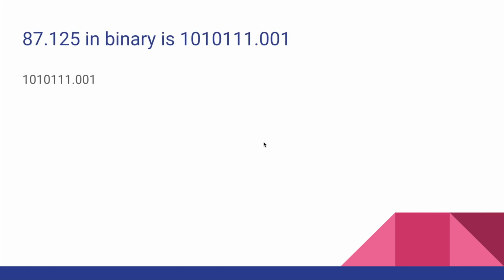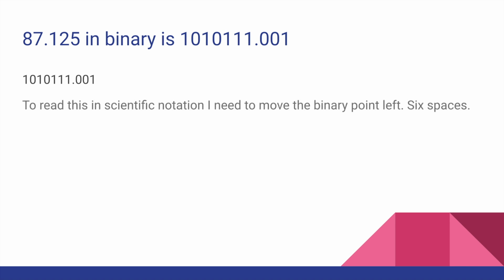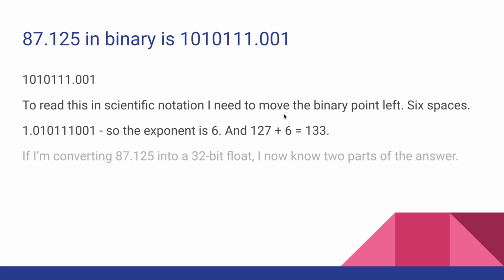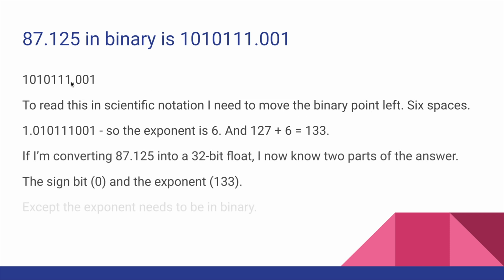So 87.125 in binary is 1010111.001. To read this in scientific notation, I need to move the binary point to the left. In fact, I move it 6 spaces. 1, 2, 3, 4, 5, 6. So moving that binary point from there to there means I've moved it 6 spaces. So the exponent is 6. And 127 plus 6 is 133.